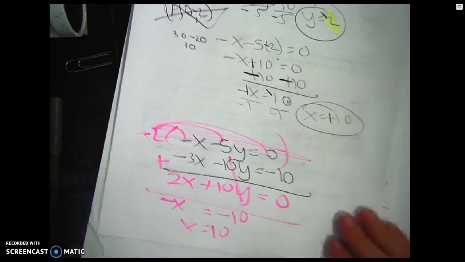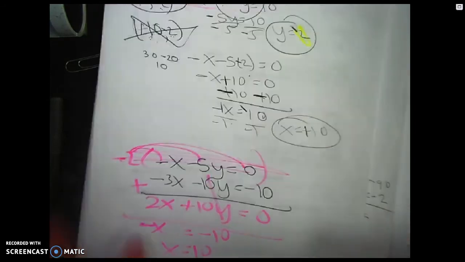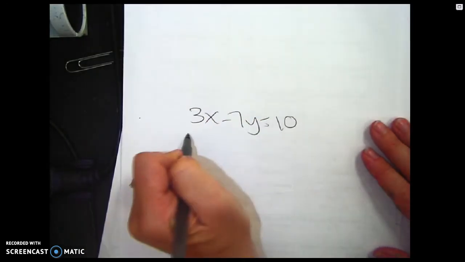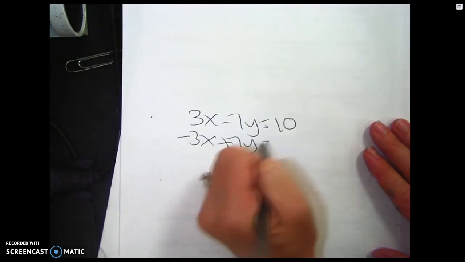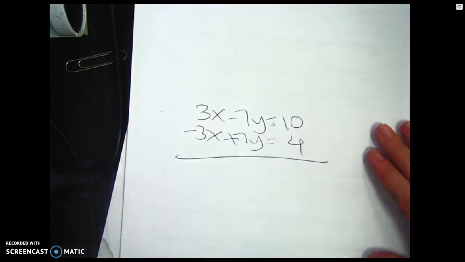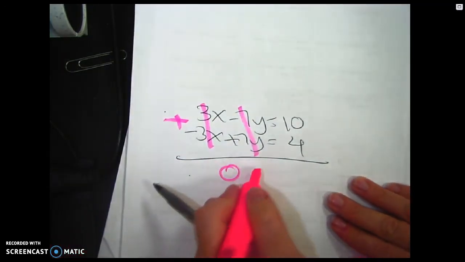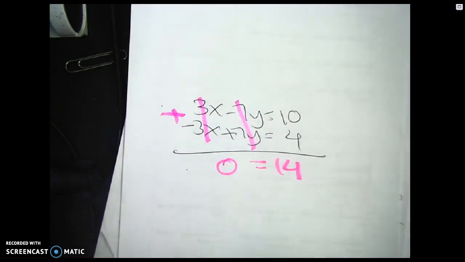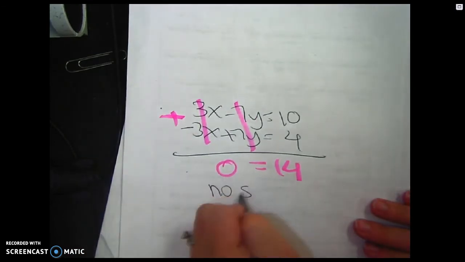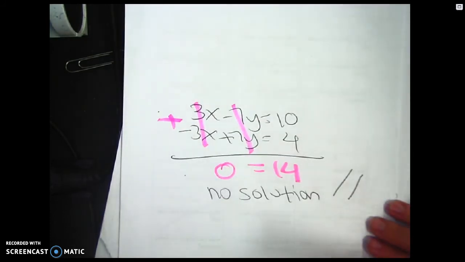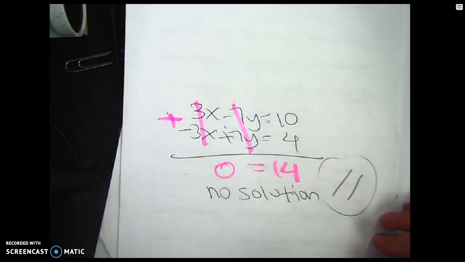Okay? One more thing I need to go over. It's maybe on there, but maybe it's not. If you have 3x minus 7y equals 10, negative 3x plus 7y equals 4. If I add them to eliminate, everything's gone, so I'm left with 0 equals 14. Can 0 ever equal 14? Never, not even on a Tuesday. So that would be no solution. They never touch. If you graphed it, that's what it would look like.